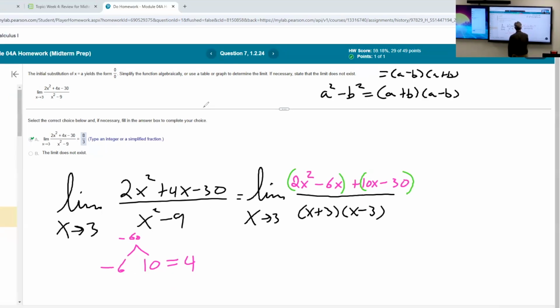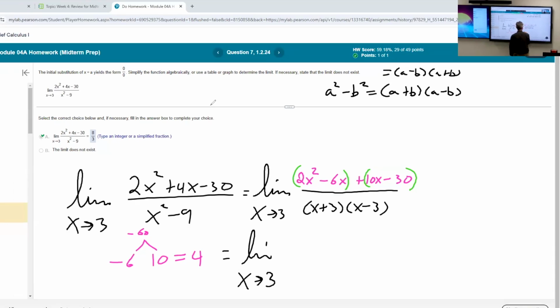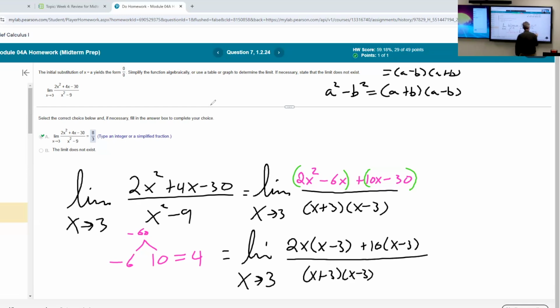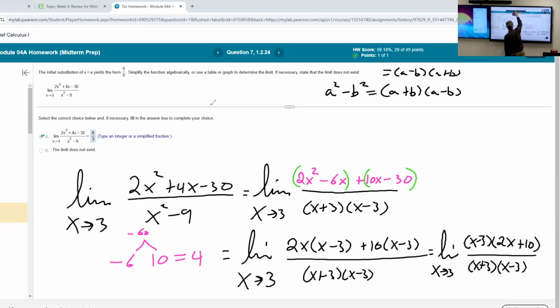And so we have the limit as x approaches 3, and I'll factor out what I can. Looks like I can factor out a 2x, and that leaves behind x minus 3. And I can factor out a 10, which leaves behind x minus 3 over x plus 3, x minus 3. So that's the limit as x approaches 3 of x minus 3, 2x plus 10 over x plus 3, x minus 3. And to no surprise, one of those reduces. Okay, so now we have our removed point there.